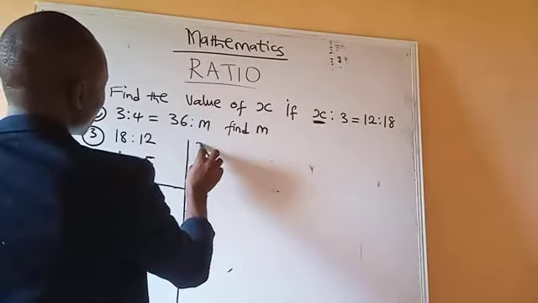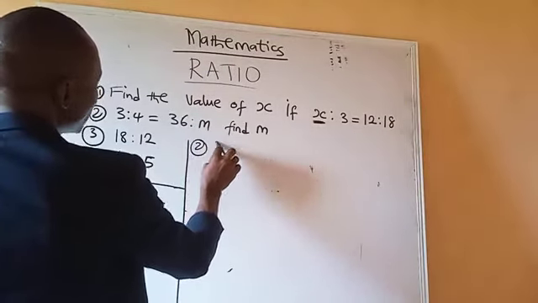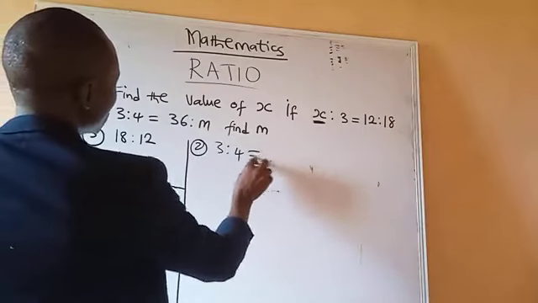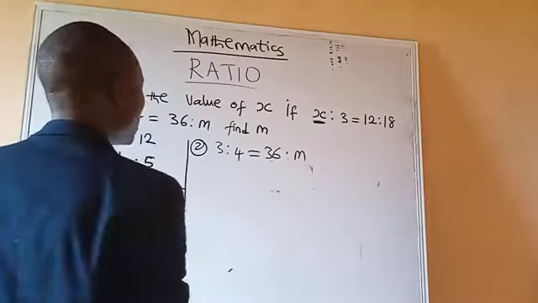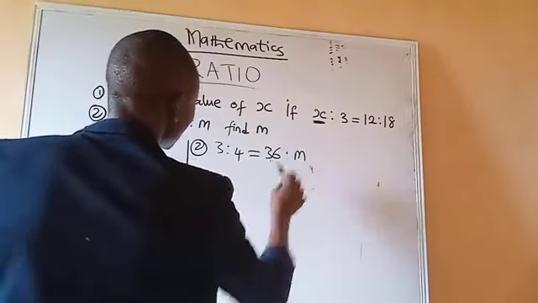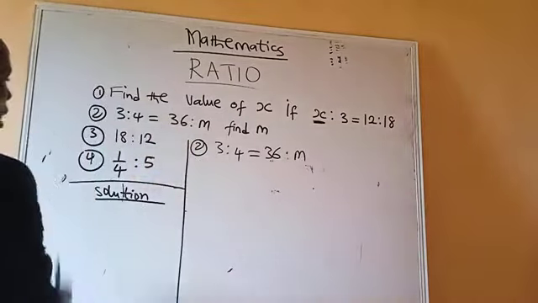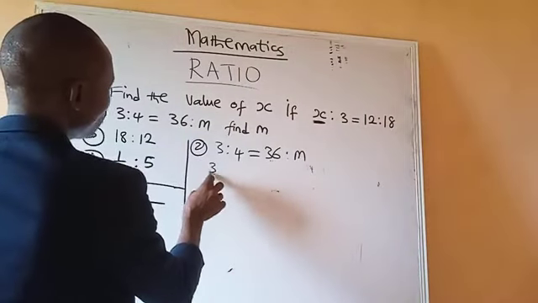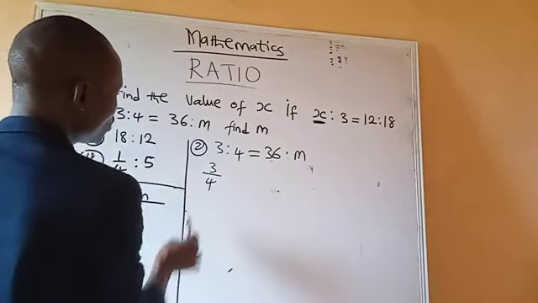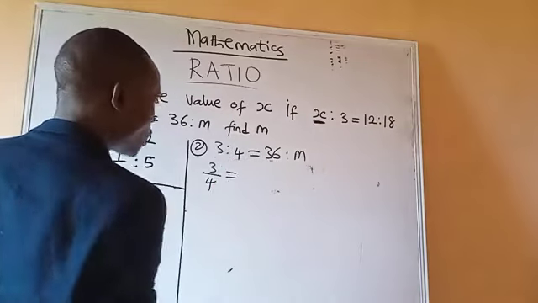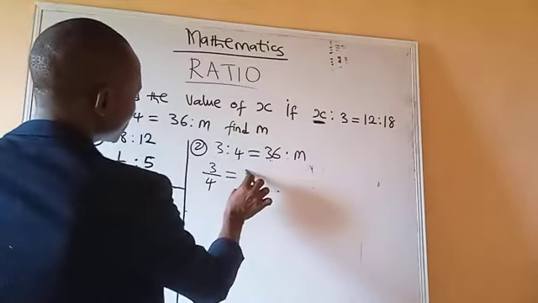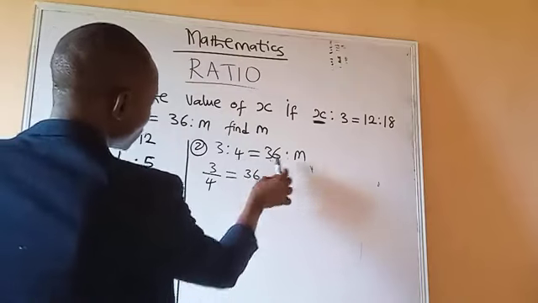So we have question 2 now. We have 3:4 is equal to 36 is to m. Now they say we should find the value of m. The same thing we did in number 1. You now say 3/4. I told you that 3:4 is the same thing as 3/4. You now put equal to. You bring your 36. 36 is to m, that is 36/m.